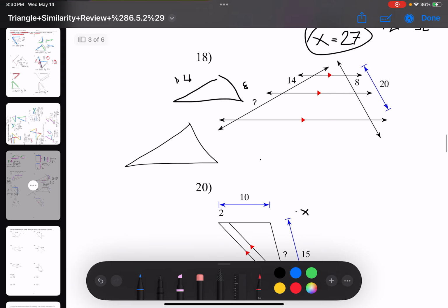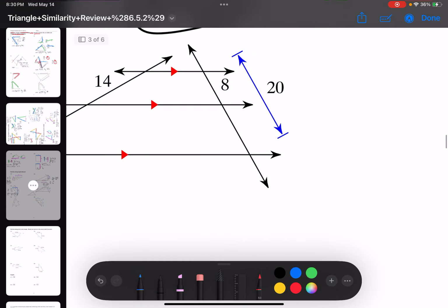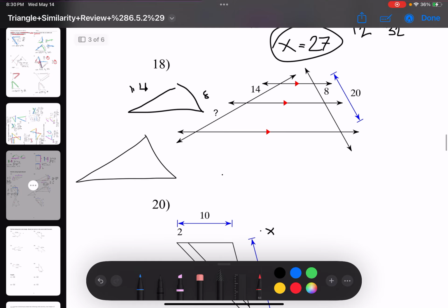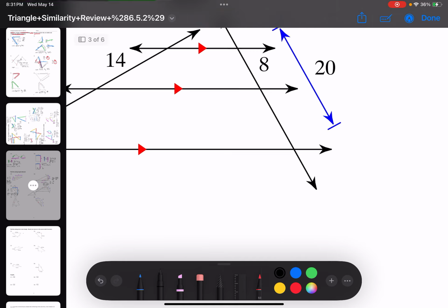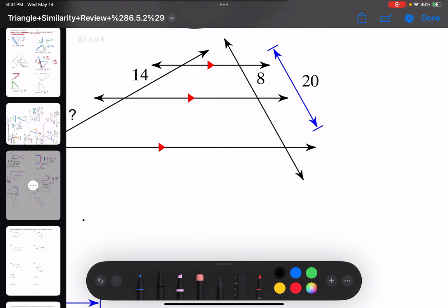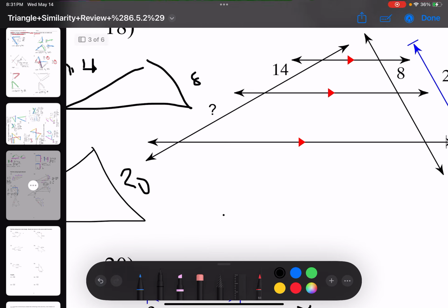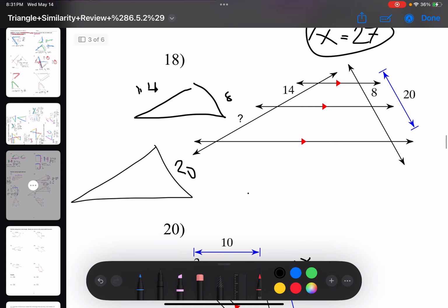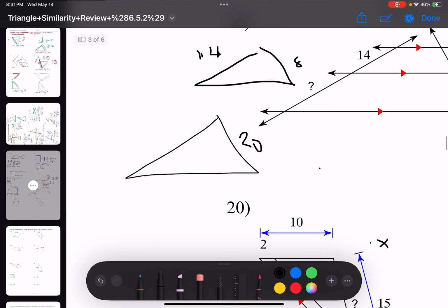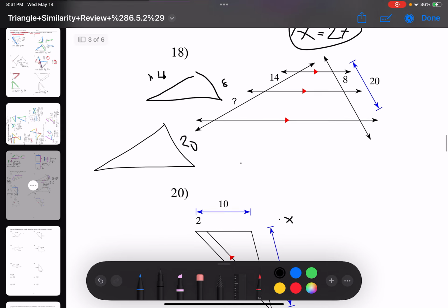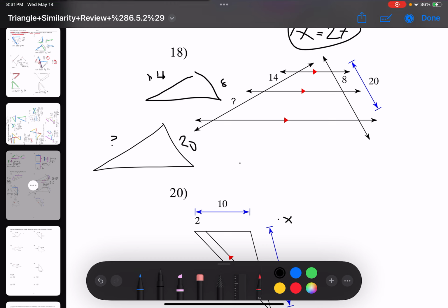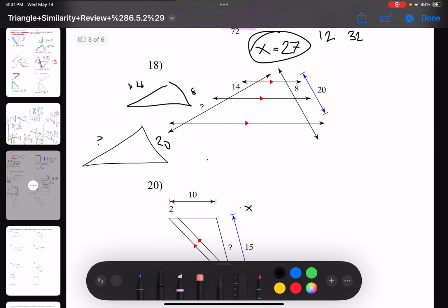Boom, boom, boom. And it's telling me that 20 is the side of this whole entire big one. You have to pay attention to the lines, because if it doesn't have a line, then it's telling you that it's just part of one, right? Okay, but this time we're trying to find the other big side of the thing. So this is our question mark.